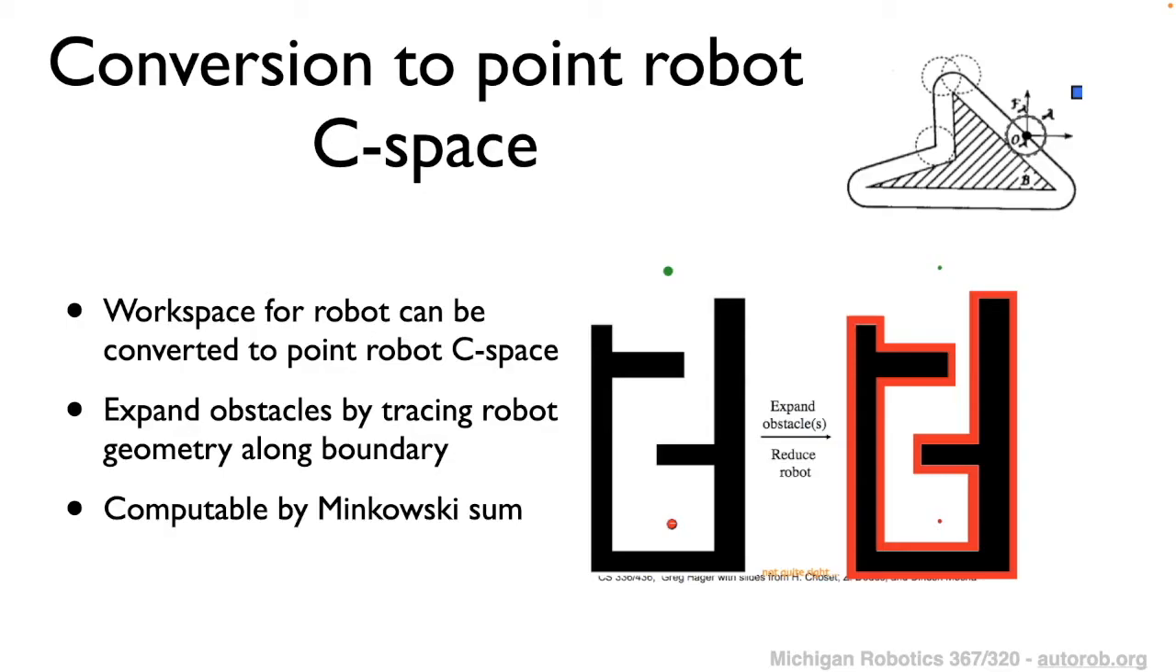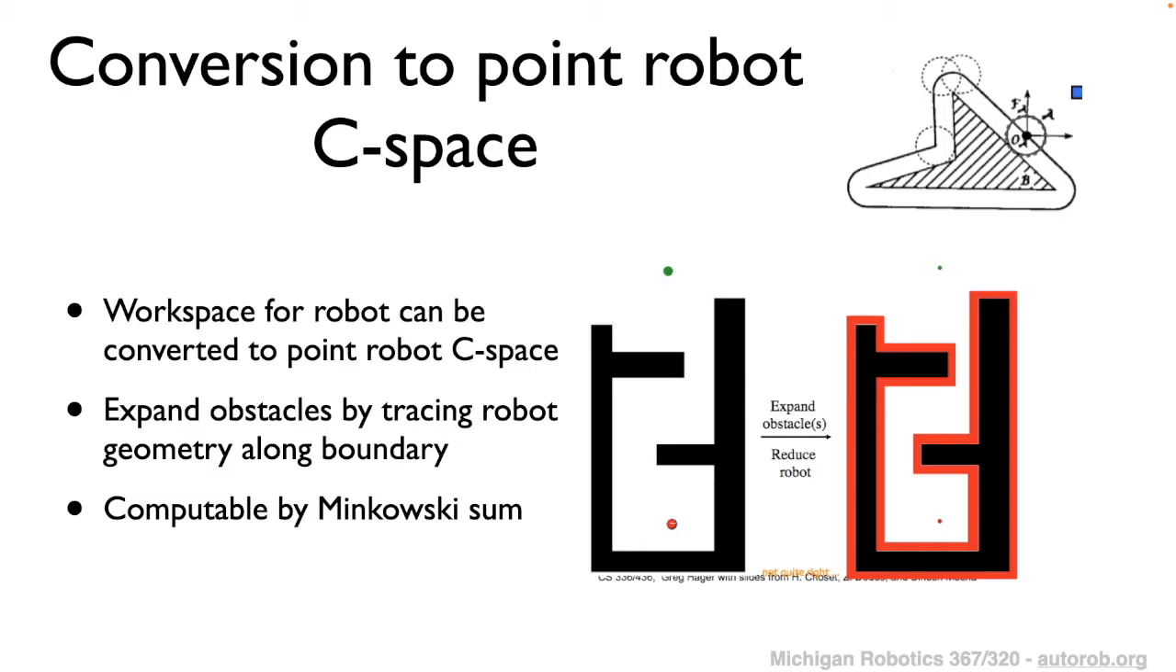This motivates the question of how we can convert a robot that has some physical geometry into a point robot conceptually, so that we can still define our configuration space in a way that will be easy to compute, right? Because it's very easy to consider at a specific point within configuration space, are we valid or are we not? To do this, we're going to take our workspace definition and convert that into a point robot configuration space.